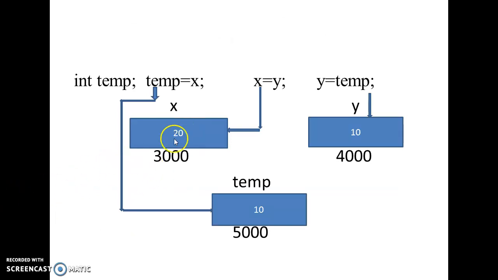Let's understand the process. Temp is equal to x. X was 10. So hence in the temp variable the value 10 is stored. X is equal to y. Y is assigned to x. So x will be stored with the value of 20. Y is equal to temp. So y will be stored with the value of 10. So here in the function definition, the swapping takes place.